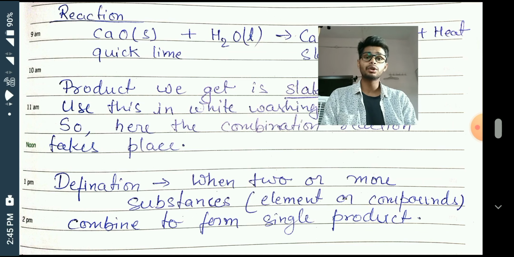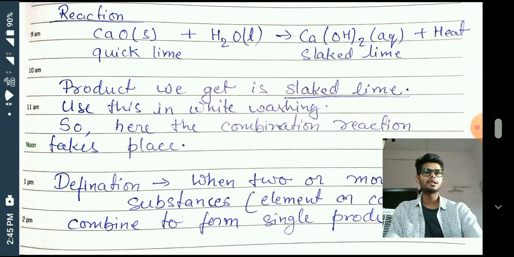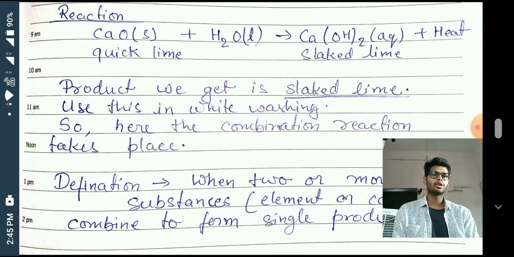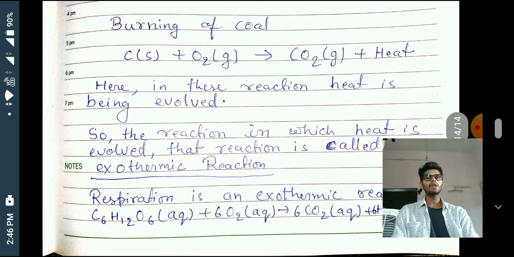When two or more substances, elements or compounds, whatever it is, react together and combine to form a single product. Here the single product is being released. You can see that calcium hydroxide is released, or slaked lime. The common name is slaked lime, and the chemical name is calcium hydroxide. Now we can have another example with that.